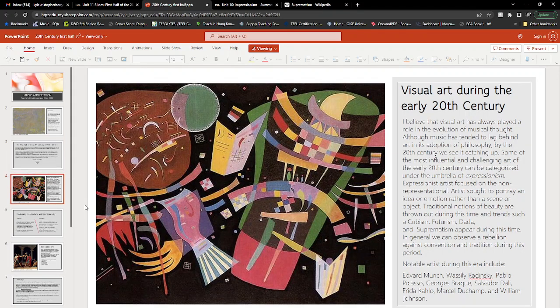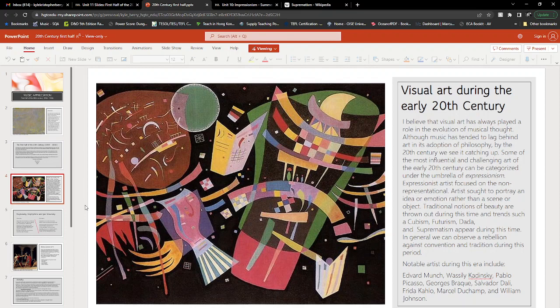I like to start off by looking at what the visual artists were doing and what the related style in visual art is, because I think it really sets the tone for the lectures. Here's a great painting, Composition X by Kandinsky from 1939. I believe that visual art has always played a role in the evolution of musical thought. That's why I always show you this kind of stuff. Some of the most influential and challenging art in the earliest 20th century can be categorized under the umbrella of expressionism.